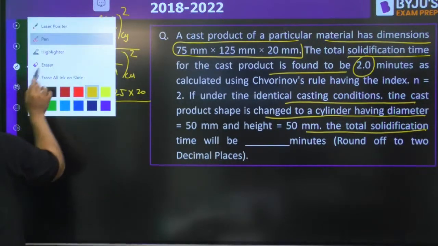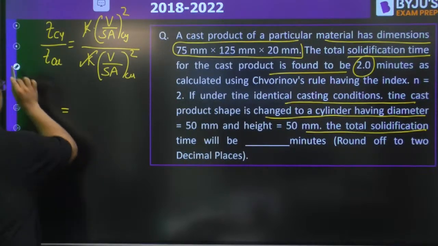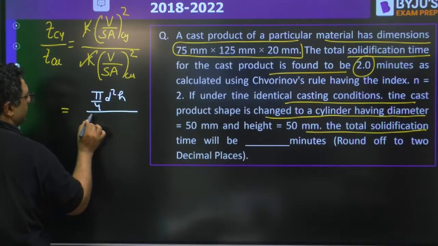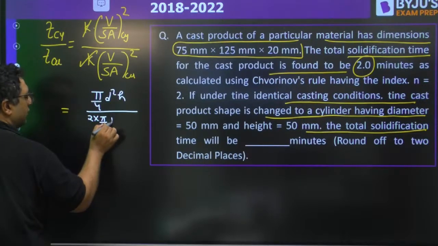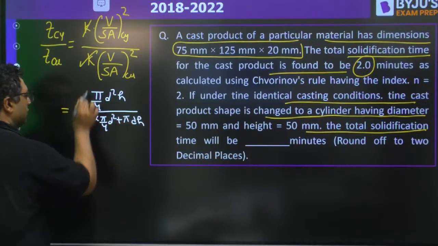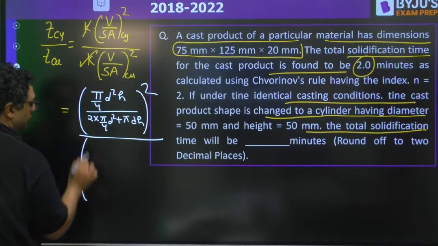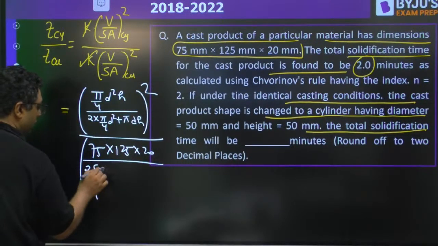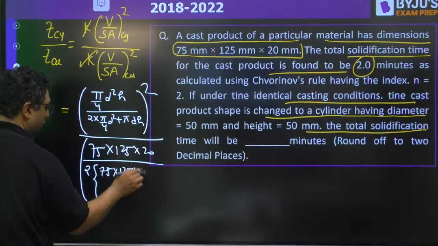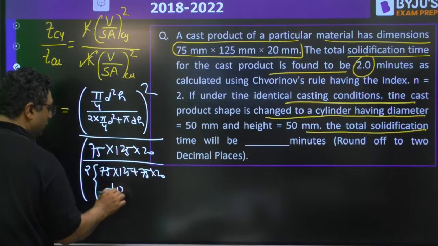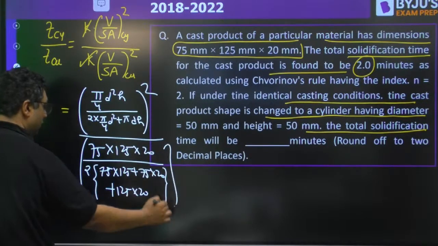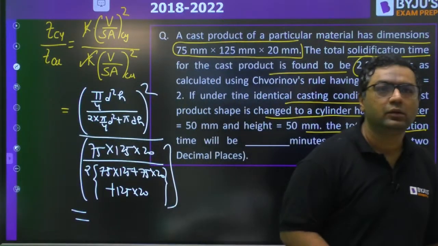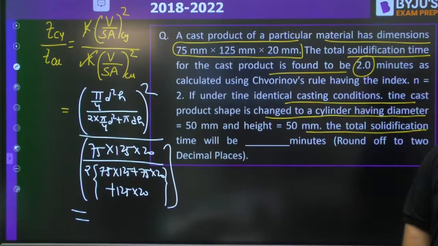Okay, this is the cylinder. Cylinder volume is pi by 4 d square h. Volume by surface area: the surface area is 2 into pi by 4 d square plus pi dh, divided by 75 into 125 into 20, and 2 into. Solve it, guys. The last question for today's session.